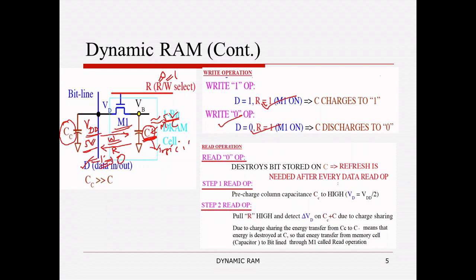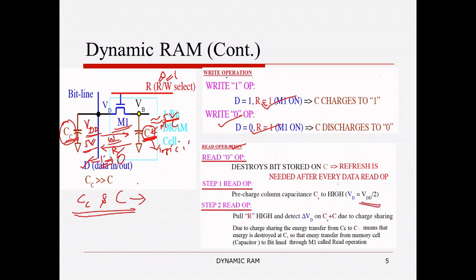Then coming to the read operation, how it will be performed is by comparing the amount of capacitance between CC and C; only then will the read operation be performed. As I explained, the read operation means the information is shared from the memory cell to the bit line. For example, in the read operation, we have a column capacitance, and the column capacitance is brought to the pre-charge level VDD by 2.